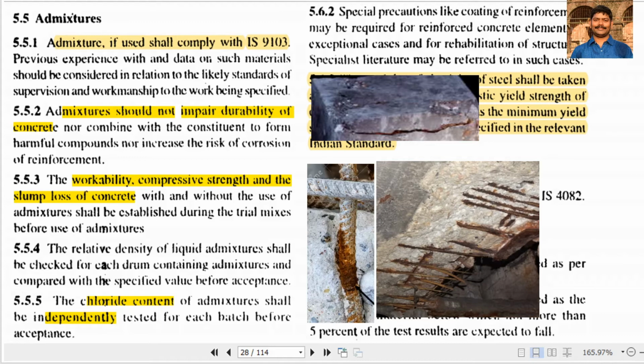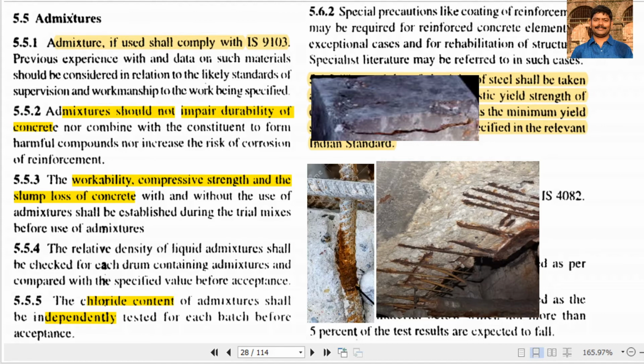Okay, and they say admixture also should not increase the corrosion of the reinforcement. So basically admixture should be such that it does not react with the component of the cement. It also should not affect the durability. It also should not increase the corrosion of the reinforcement.